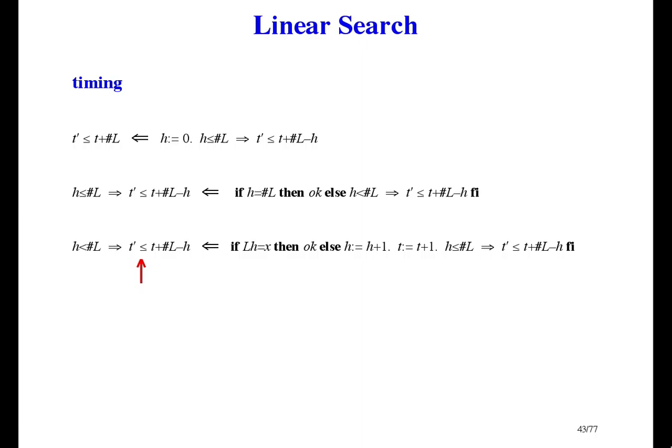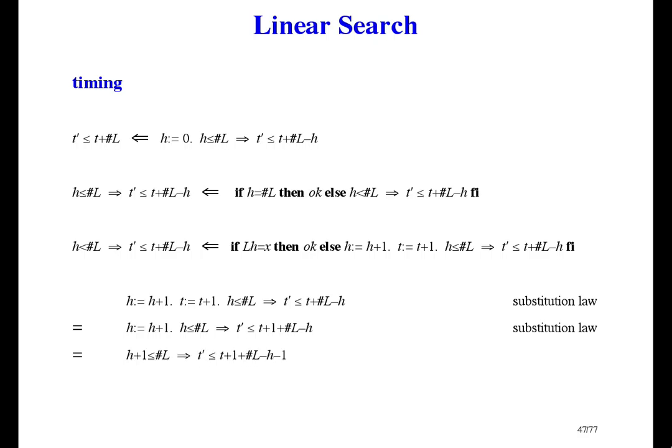I should mention again that in this lecture I'm just pointing to things and talking about them. But in homework you have to write out proofs properly. I'll do the last case properly. Use the substitution law to replace t with t plus 1. Then again to replace h with h plus 1. h plus 1 less than or equal to the length is the same as h less than the length. And the plus 1 and minus 1 cancel out, and that's the left side.